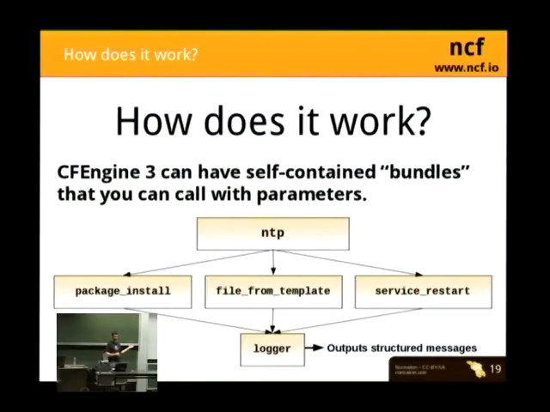So what we did in this example is we have an NTP bundle that calls out to 4 sub-bundles. I only put 3 on the slide, but there's 4. And they all, in turn, call out to another bundle at the bottom, which is called logger, which, as you would expect, sends these log lines. It's pretty simple, but it's pretty powerful in the end.